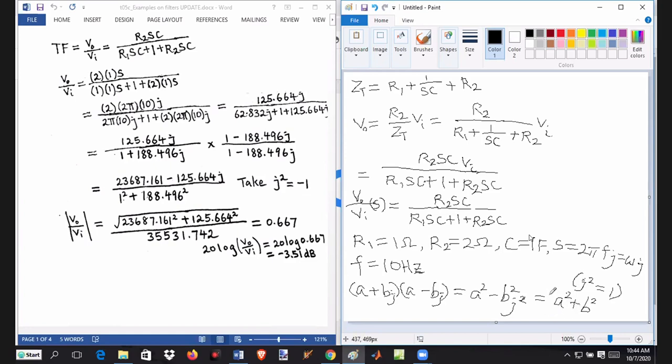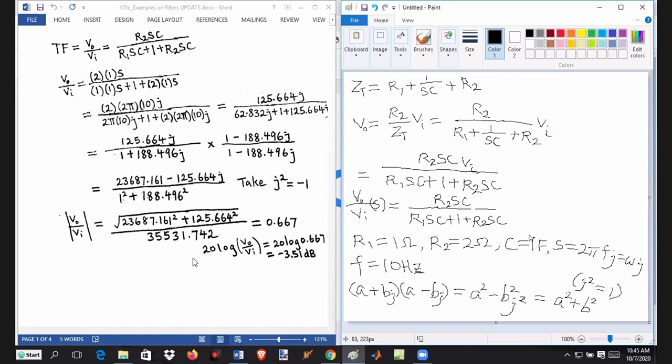That's why on the left hand screen, you got this 1 square plus 188.496 square. Then take the modulus of the upper part. Then because the bottom is constant, just take the modulus of the upper part. Then you got 0.667.